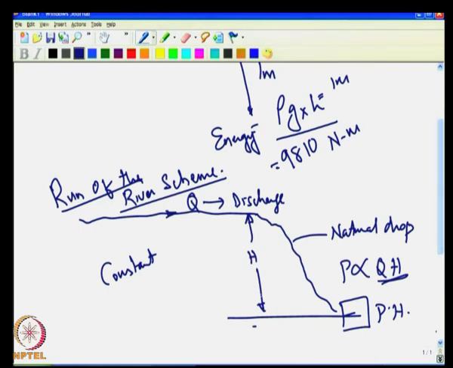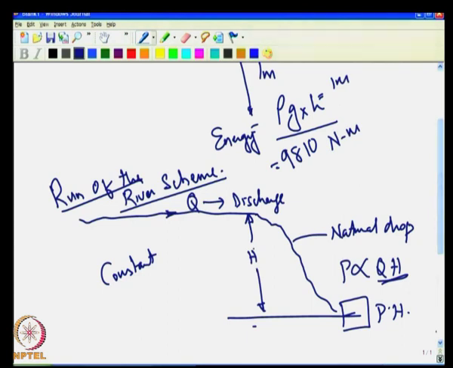Typically, these are small head power systems, where the head will be of the order of 30 meters, 40 meters, 50 meters and so on. It will not be as large as 200 meters, 300 meters and so on. And also, the discharge that is coming here is the natural river flow, and therefore typically the natural run of the river schemes will produce not very large amount of power. They are limited in their power generation capacity.